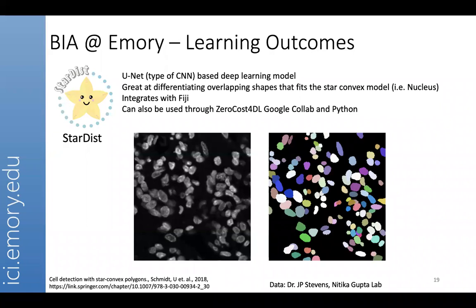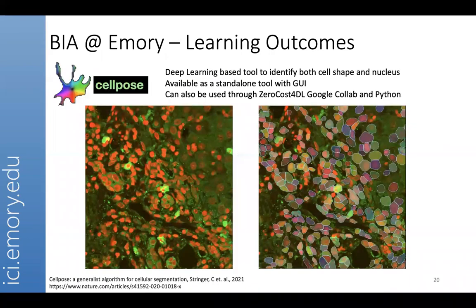Now, StarDist can also be trained using zero-cost deep learning Google Colab notebooks as well as Python. Now, these words might be scary for you. We won't be getting too much into Python in this course, but we will try to expose you to Google Colab notebooks. And this is just our first version. In the second version of the course next year, we will come up with workshops where you can do much more interaction with Google Colab if you don't feel comfortable doing it by yourself.